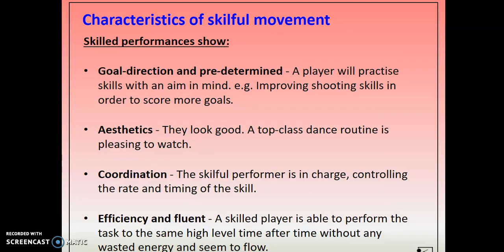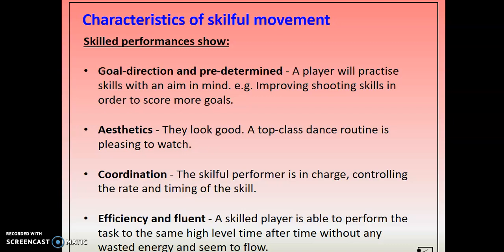Now, the way we characterise skills: every skill has one or more of these 4 characteristics. A characteristic is just a way of describing someone, like a characteristic of me is that I've got brown hair, for example. So a characteristic of a skill or a skilled performance, one is that it could be goal directed and predetermined. A player will practice a skill with a certain goal in mind. For example, if you are shooting in basketball, the goal is to get the ball in the basket every time. That's the goal direction, the predetermined outcome to know whether that skill has been performed well or not.